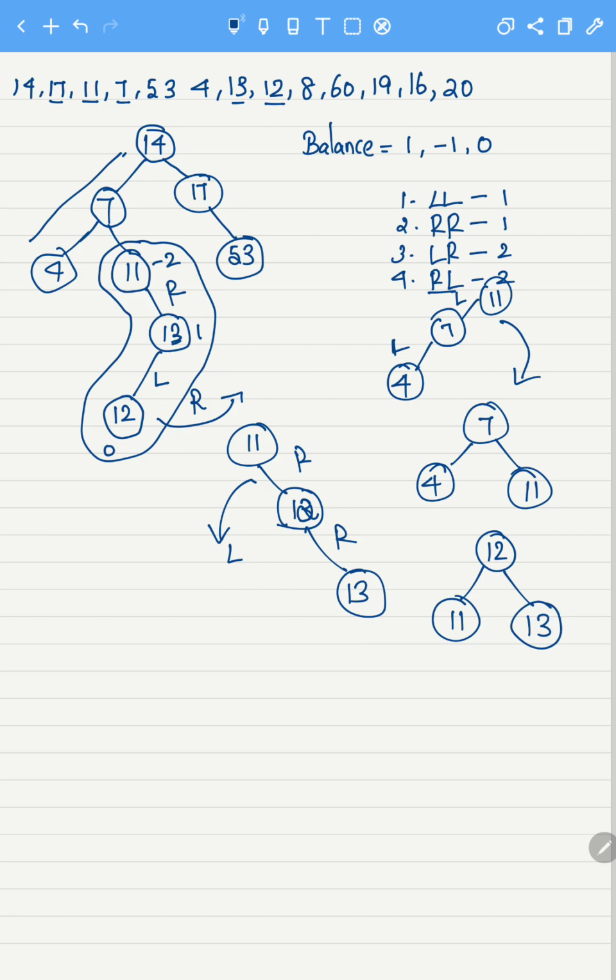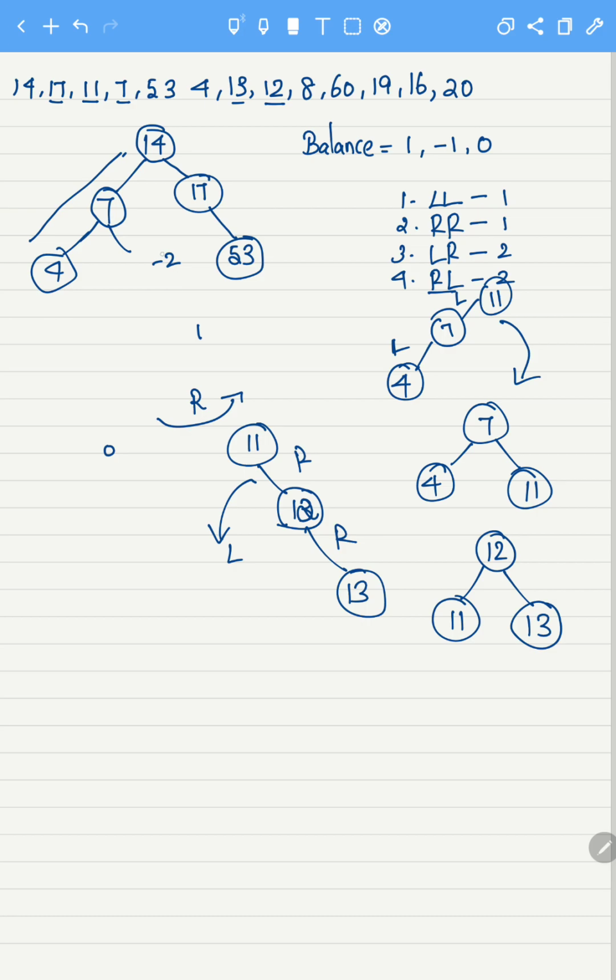Okay, the tree finally becomes like this. So now I'm going to delete this part of my tree and replace it with this one: 12, 11 and 13.